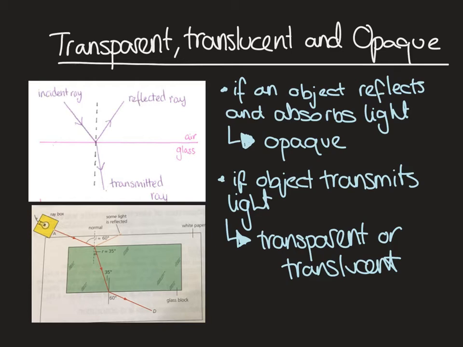If, on the other hand, we've got an object that does transmit light, then we can say that that object is either transparent or translucent. You might remember that when we're talking about transparent, we're saying we can see through it clearly. And when we're talking about translucent, we're saying that light is passing through it, but we can't see a clear image. We can then link that to how much refraction is taking place and how smooth the surface is.